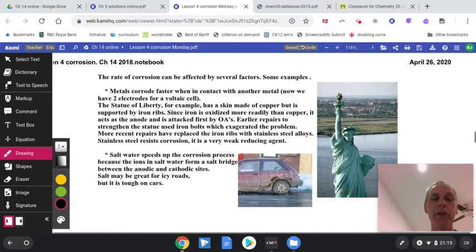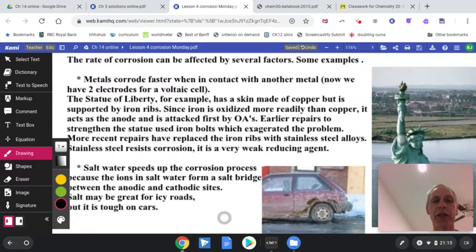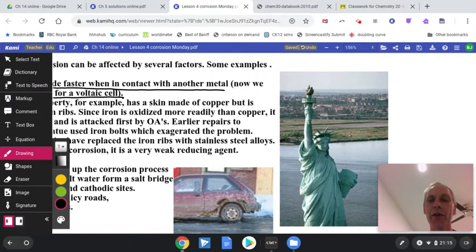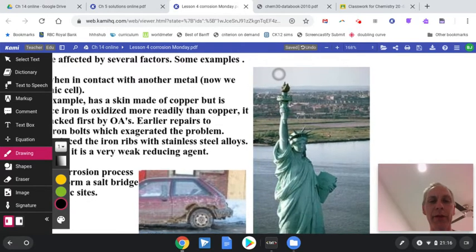Rolling along. Okay, so some interesting things for you. Things that affect the rate of corrosion. Metals corrode faster when in contact with another metal, because this gives you 2 separate electrodes for a more efficient voltaic cell. So a cool example of this is the Statue of Liberty. The Statue of Liberty is made of copper skin, but she had iron ribs. And they didn't realize in the 1800s when they built her that iron is more easily oxidized than copper. So we have our 2 electrodes. Iron becomes the anode, copper becomes the cathode.